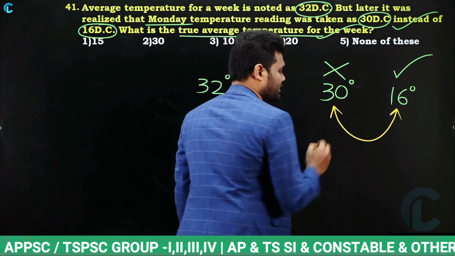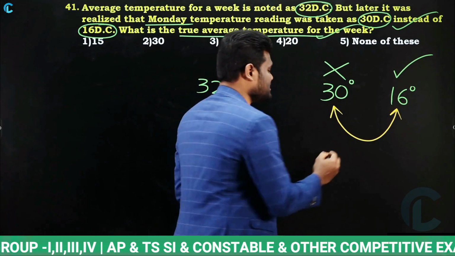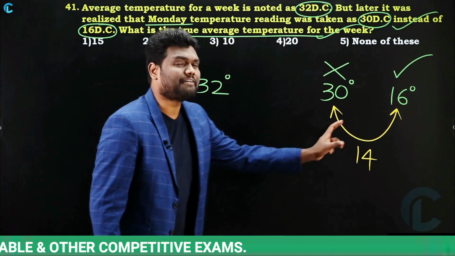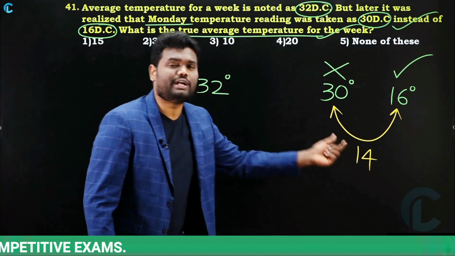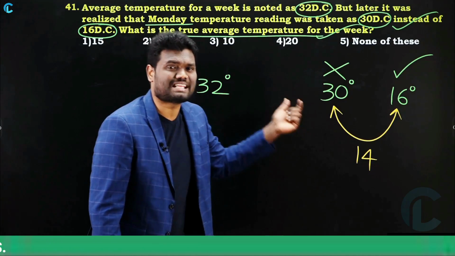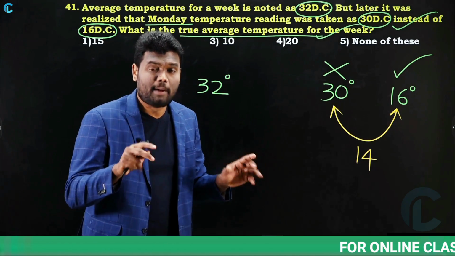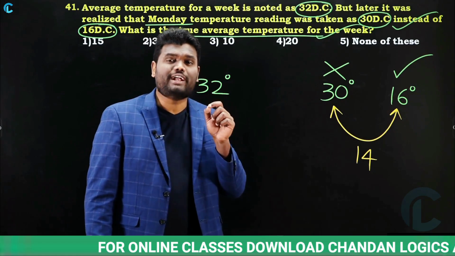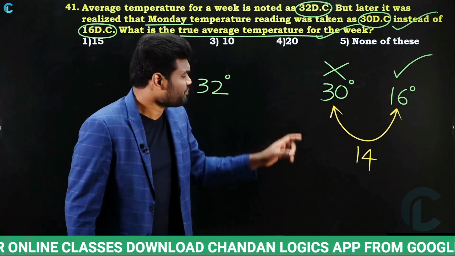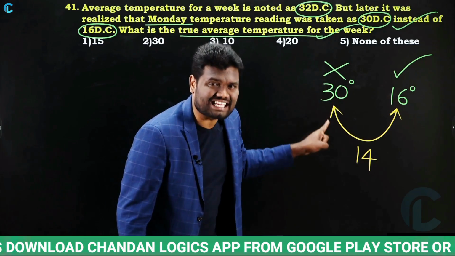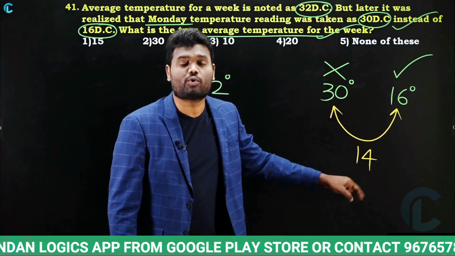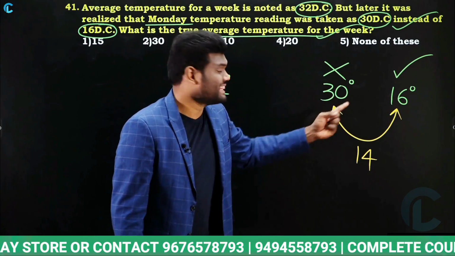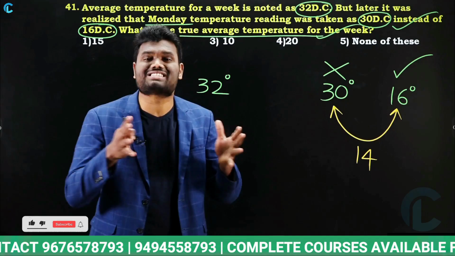That's it. Nothing more than that. The difference between 30 and 16 is how much? The difference is 14. Now after taking the difference, either you need to add it or you need to subtract it. But you'll have a doubt about when to add and when to subtract. If the wrong value is lesser than the correct value, then you add it. But if the wrong value is more than the correct value, then you subtract it.